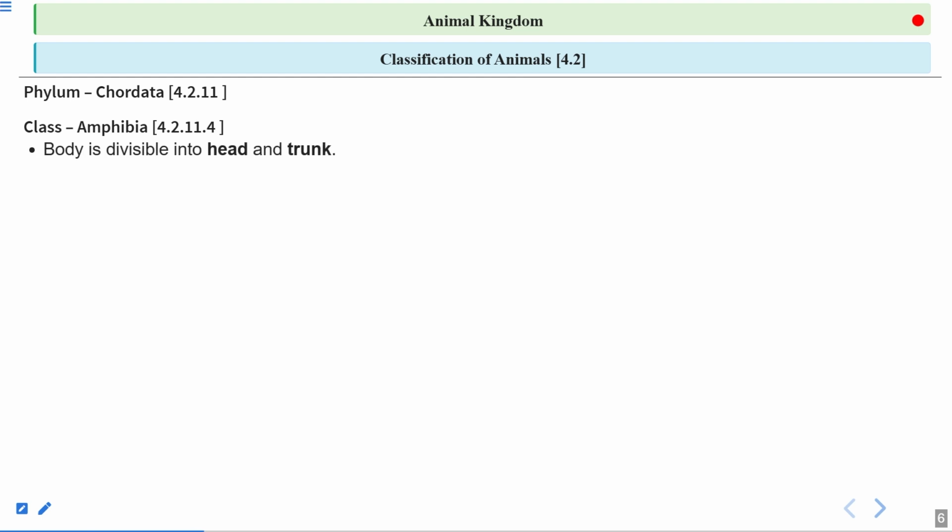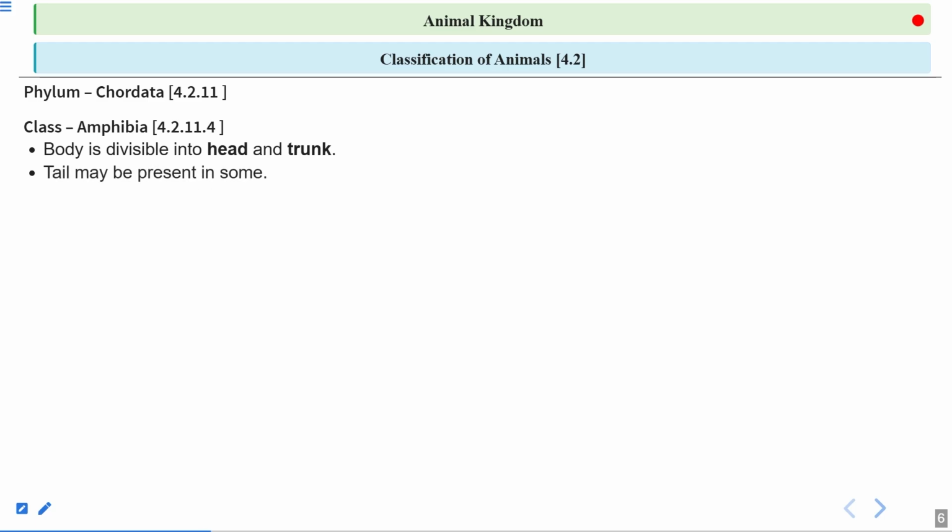Body is divisible into the head and trunk. If you see the organism, you can say that their body is divisible into the head and trunk region. Two main parts can be divided. Okay. The first is the head region, and the second is the trunk region. The trunk constitutes the whole body.